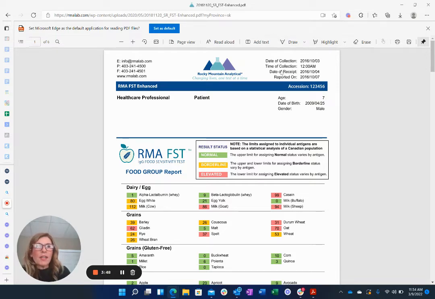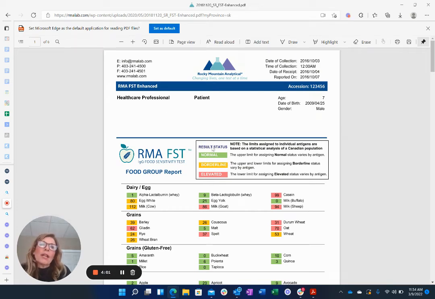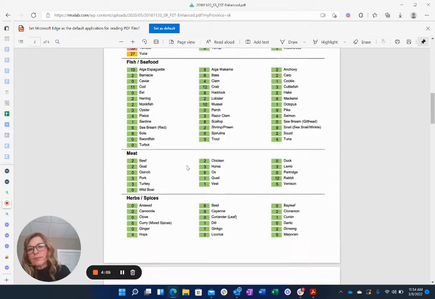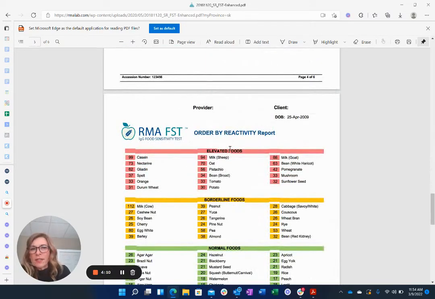We often think about dairy and gluten when we think about food sensitivities, but there are all these other foods that you may be sensitive to that you're just not aware of. So in this report, this is a sample report, and the reports are organized in two ways. They're organized according to food group, and they're also organized according to reactivity.